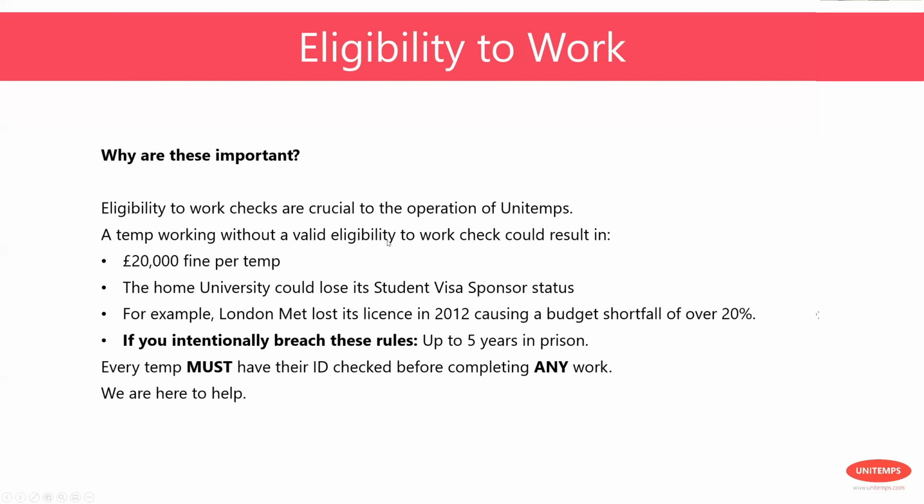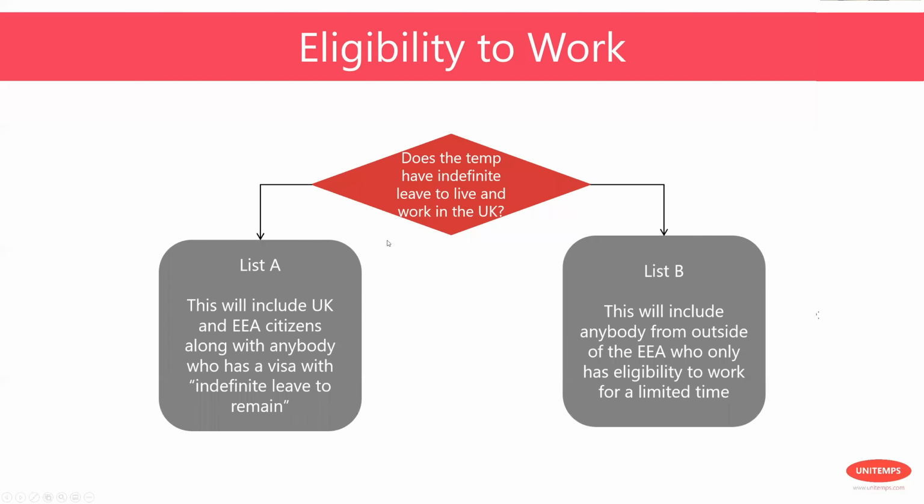Okay, so the next section, I want to talk about what the government considers a right to work check. So fundamentally, the government's going to divide the workforce into two categories: people who have an indefinite right to live and work in the UK, and people with only a temporary right to live and work in the UK. And that's going to be List A and List B.